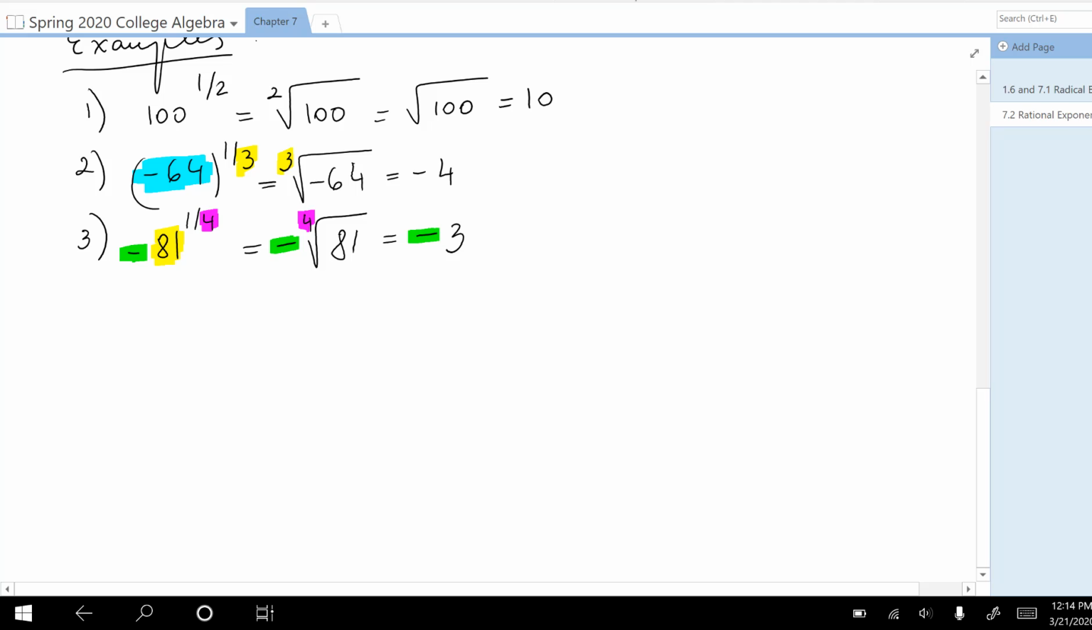the exponent. While in example 2, the negative is part of the base of the exponent. Why? Because it's in parentheses.